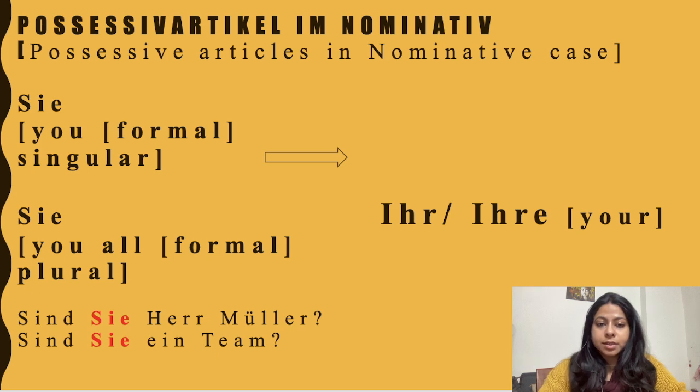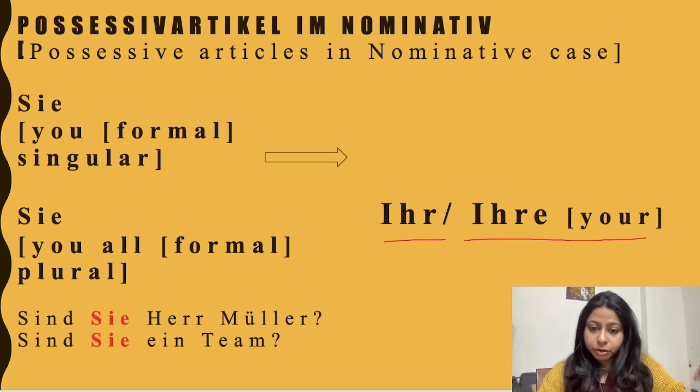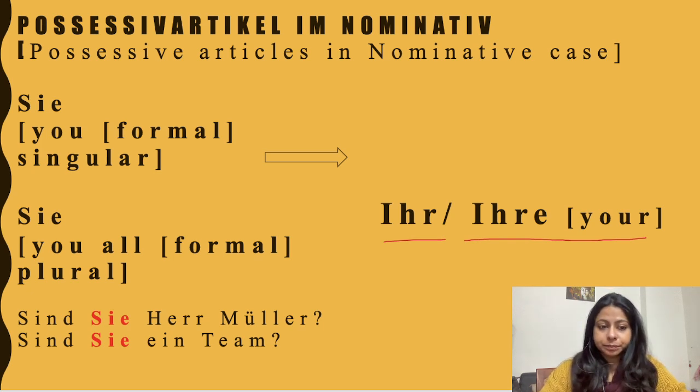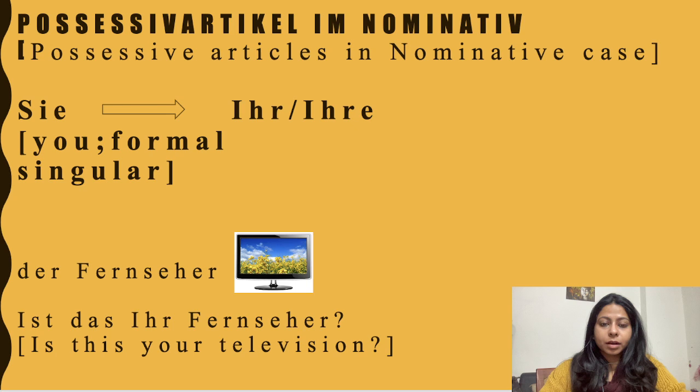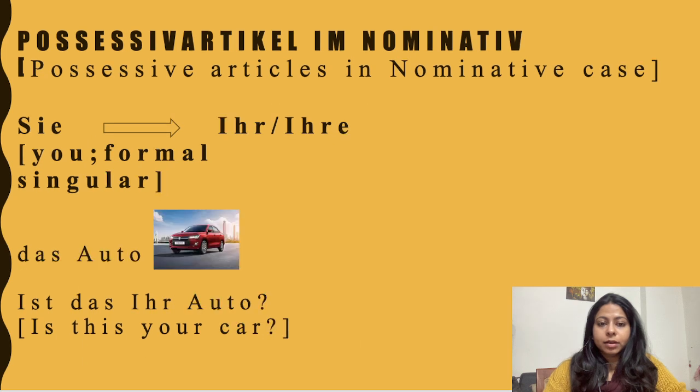Now, Sie is you, formal, singular, and then we have Sie, you all, formal, plural. For both, the possessive pronoun would be Ihr or Ihre. Sind Sie Herr Müller? Sind Sie ein Teen? So, der Fernseher: ist das Ihr Fernseher? Is this your television? And with neutrum, is das Ihr Auto? Is this your car?